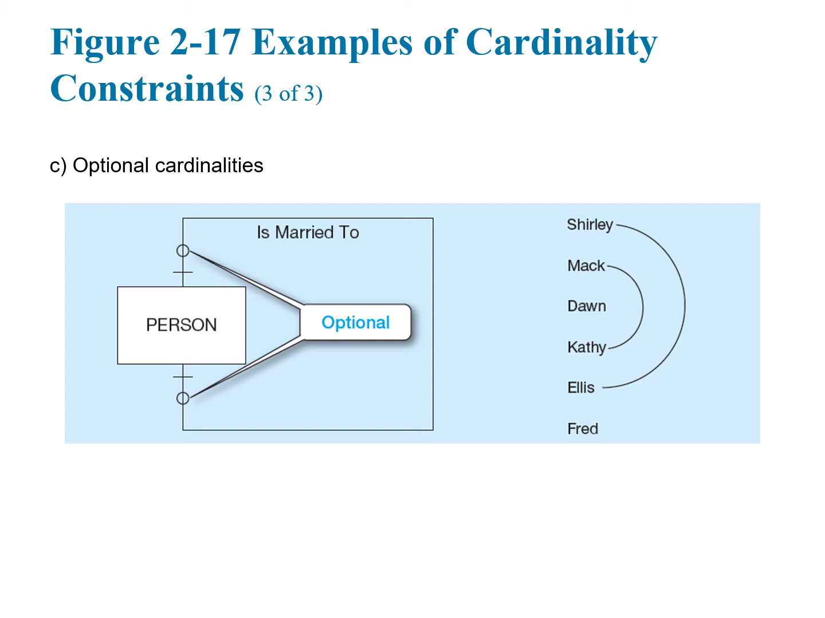Can you see why? How would we be able to allow polygamy in this entity relationship diagram? We should use many-to-many. And Dawn and Fred are single. Charlie is married to Alice, and Meg is married to Kathy.